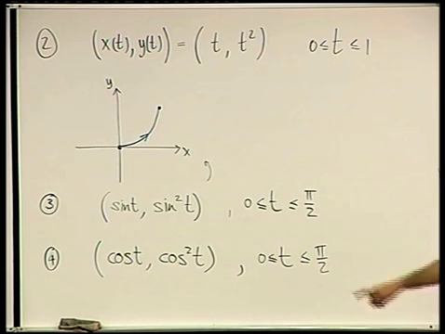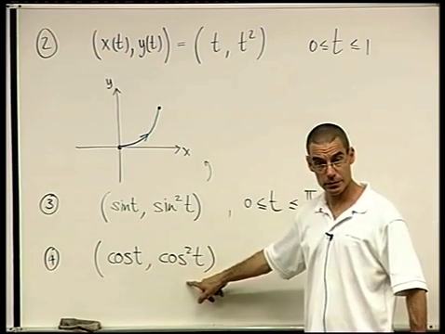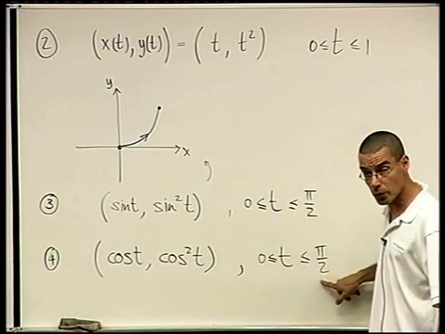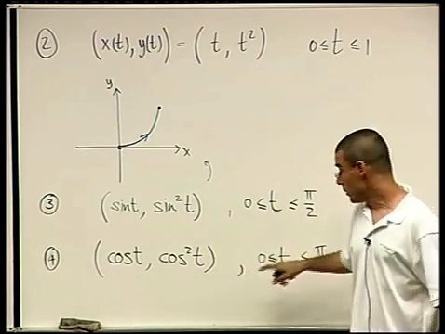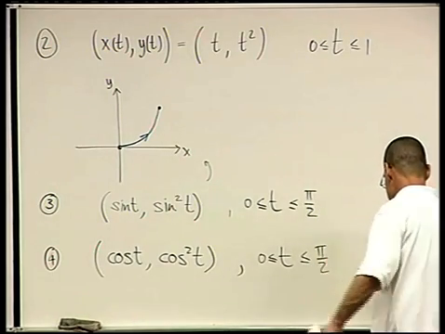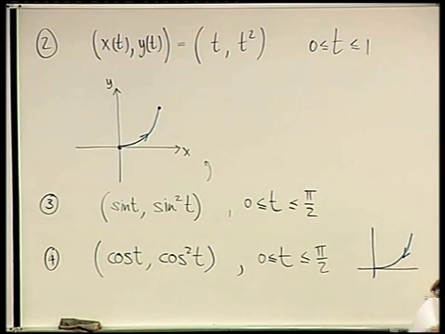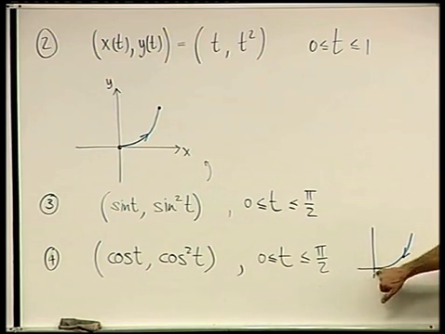Almost. When t equals 0, what do I get? 1, 1. When t equals pi over 2, I get 0, 0. So this is almost the same thing. It's the same curve, but with a different direction. This is sometimes called the orientation of the curve. So this is oriented the other way. I start here at t equals 0 and go up to t equals pi over 2 here. Does everybody see that? Do you agree?